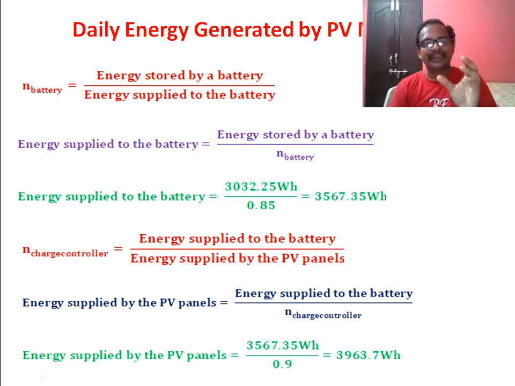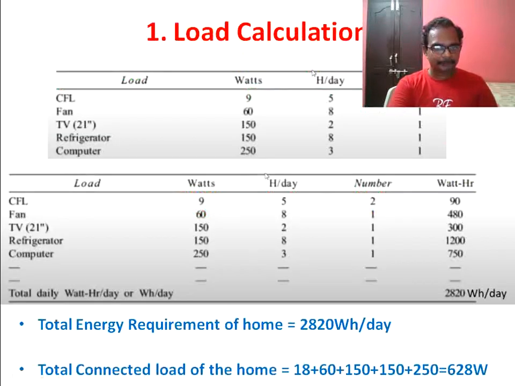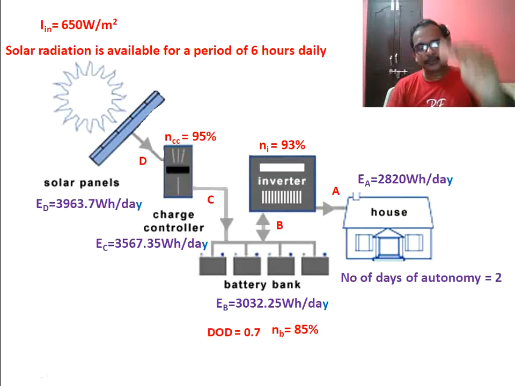It should be the energy supplied to the battery. You need to supply 3567.35 watt hours to the battery in order that the battery stores 3032.25 watt hours. Right, if the battery stores 3032.25 watt hours, only then can we give 2820 watt hours per day to the home. Right, we came up to point C. That is the input to the battery.